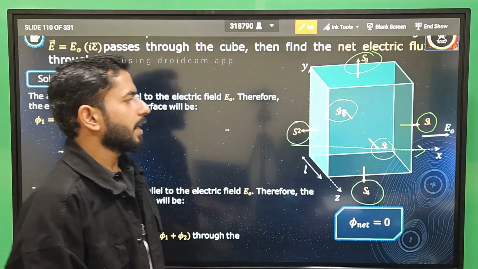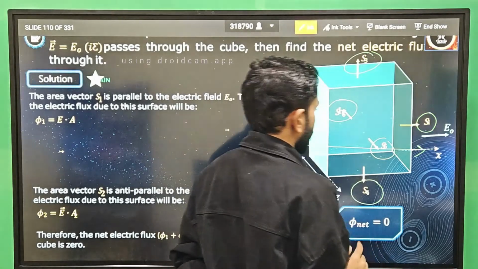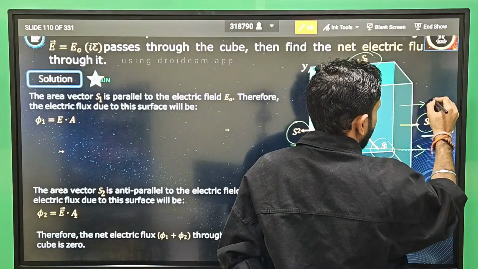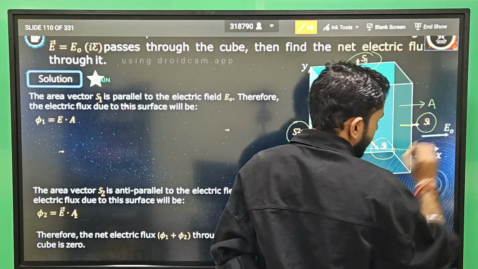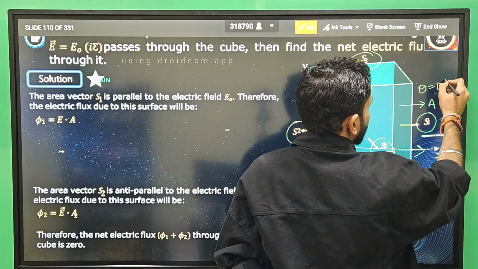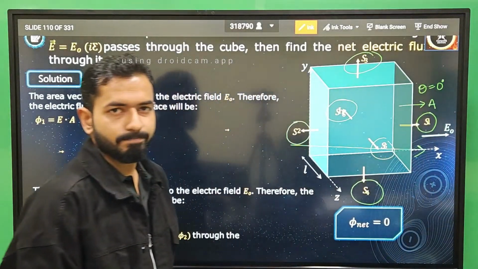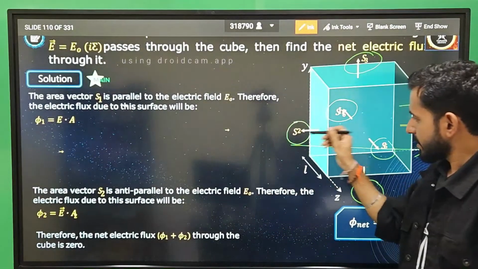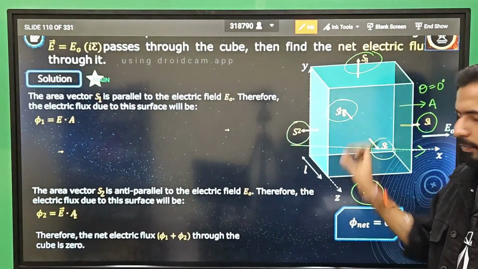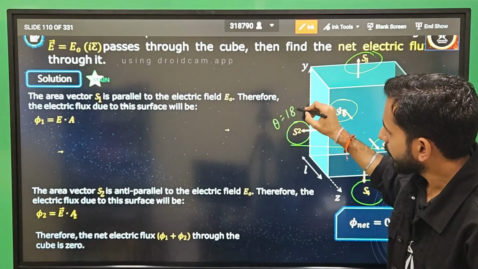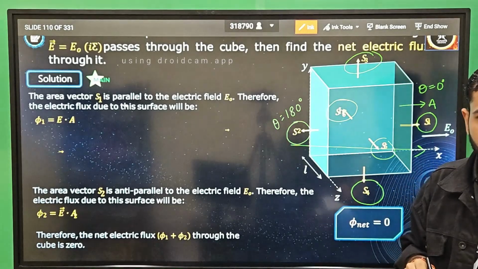Let's start from surface 1. About surface 1, what will be the area vector? Can you say this will be the area vector, and this same is the direction for the electric field? That means what can you say about theta? Can you say theta is nothing but 0 degree? Correct? Now tell me about this one. This is the direction for the area vector, and this is the direction for the electric field. What will define theta here? Can you say theta will be defined as 180 degree?